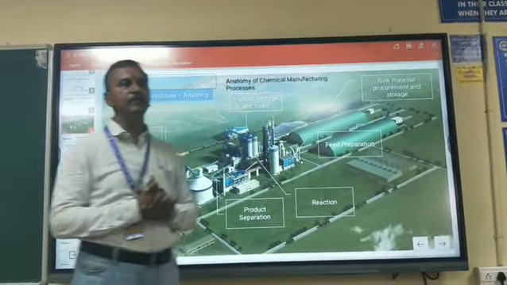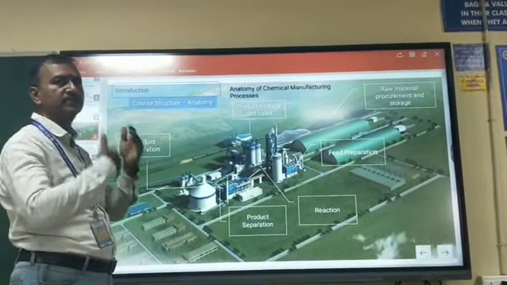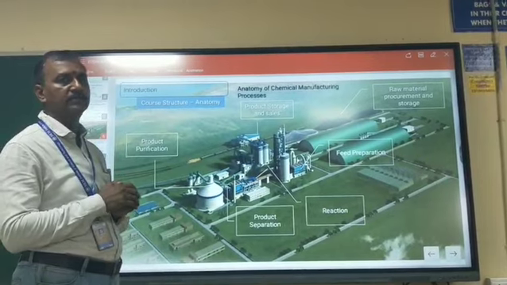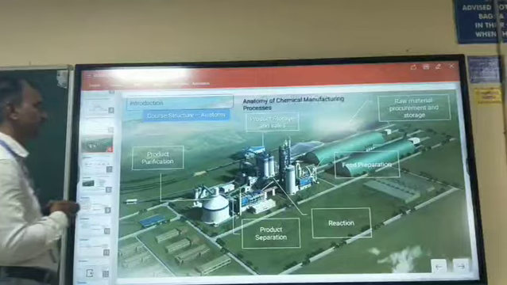Dear students, today we will see about the anatomy of chemical engineering. How a chemical engineering plant will look like. Then we will see about how to maximize. Then we will see the equations, how to convert, and do the calculation.